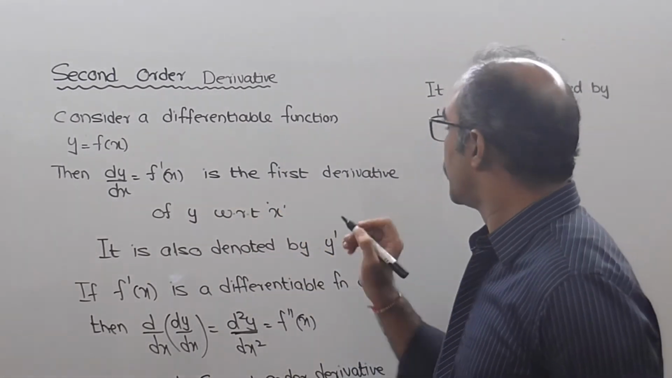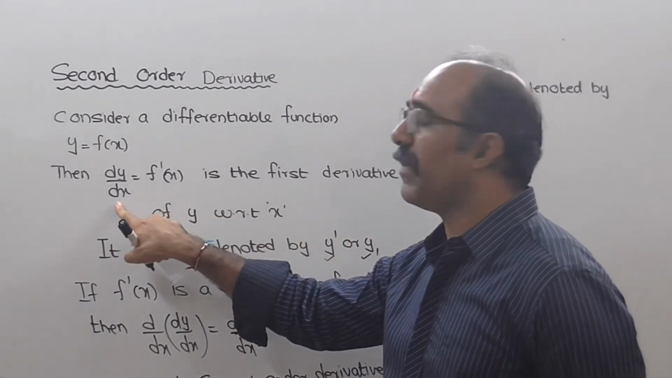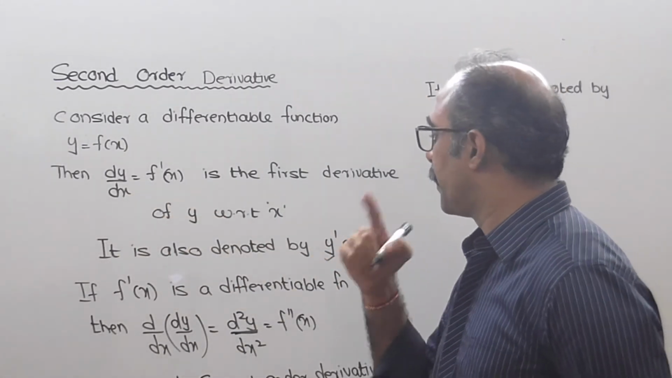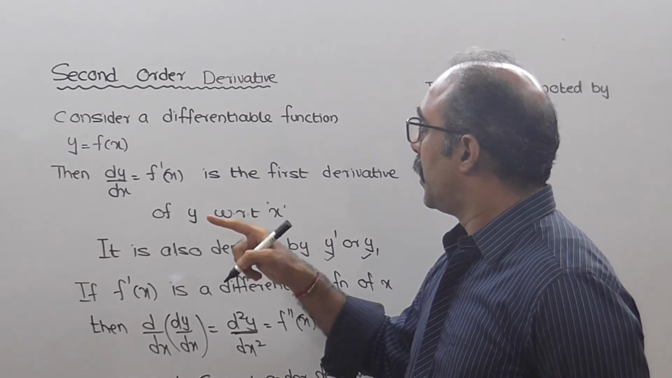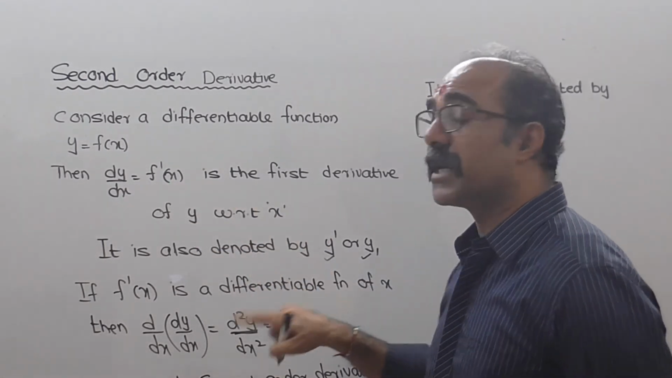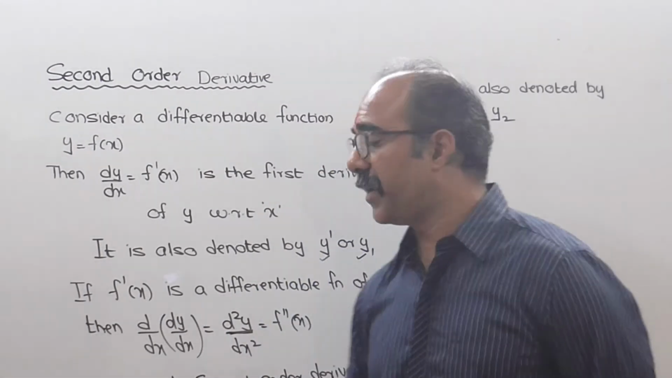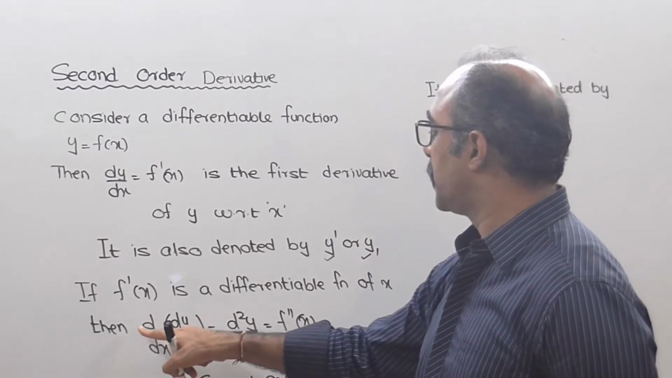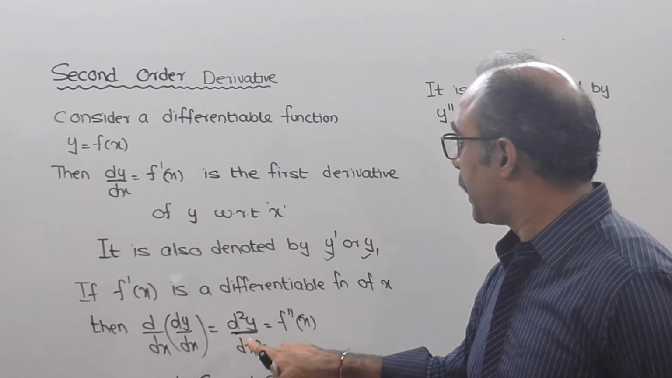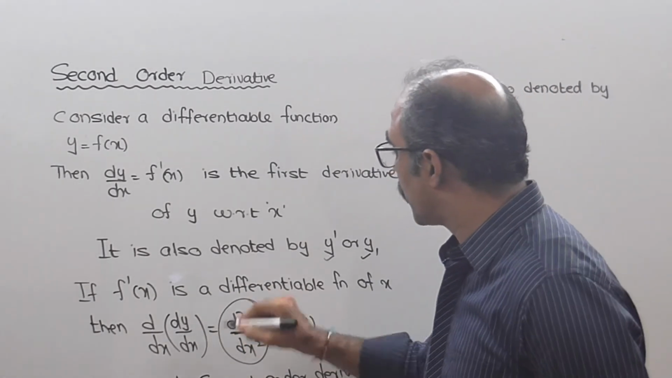x. It is denoted by y dash or y1, meaning instead of writing dy by dx, you can write y1 equal to, or you can say y dash equal to. Now what you do is, again you differentiate f dash of x with respect to x, meaning you are differentiating dy by dx with respect to x. So if you differentiate dy by dx with respect to x, it will be d by dx of dy by dx. d by dx of dy by dx is nothing but d square y upon dx square. Remember this? This is d square y upon dx square.